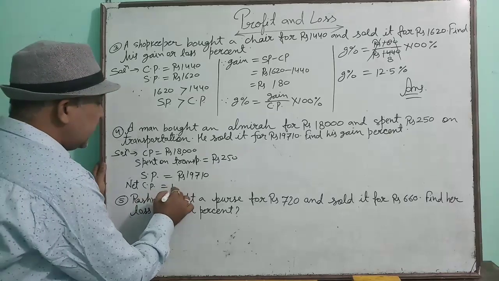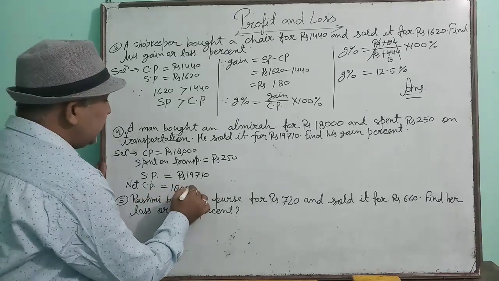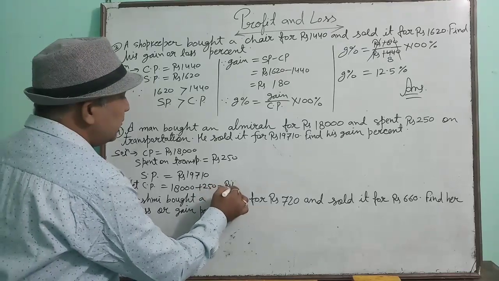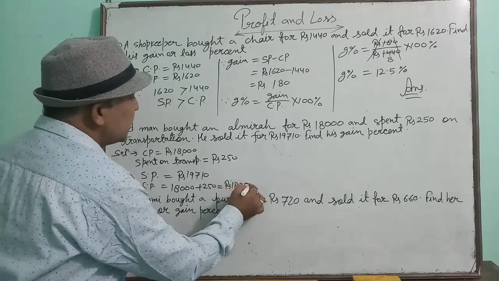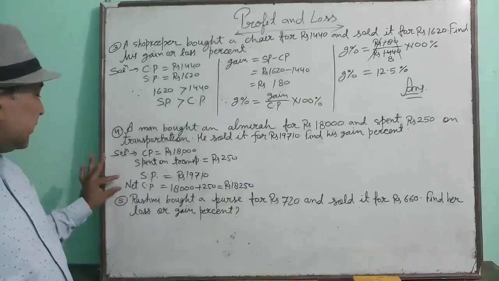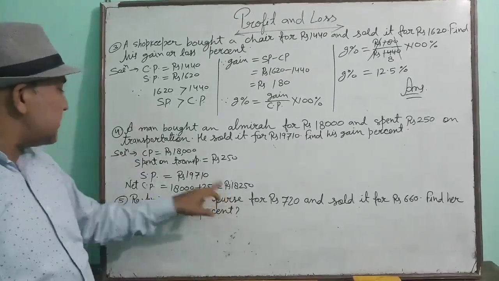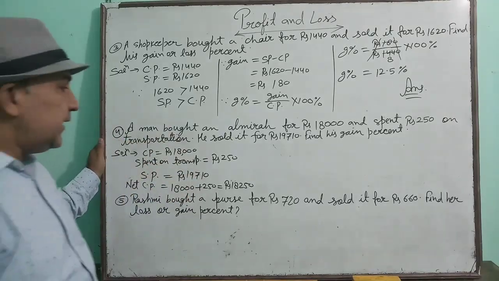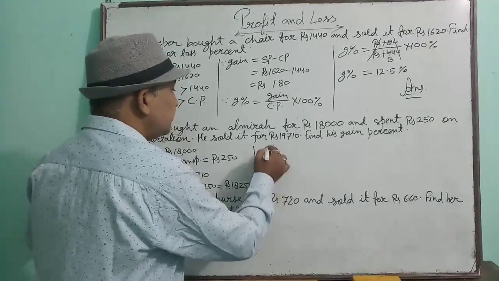Okay, so here it is 18,000 plus 250, that means 18,250. Now net cost price is this and selling price is this, then what will be the gain? See here.